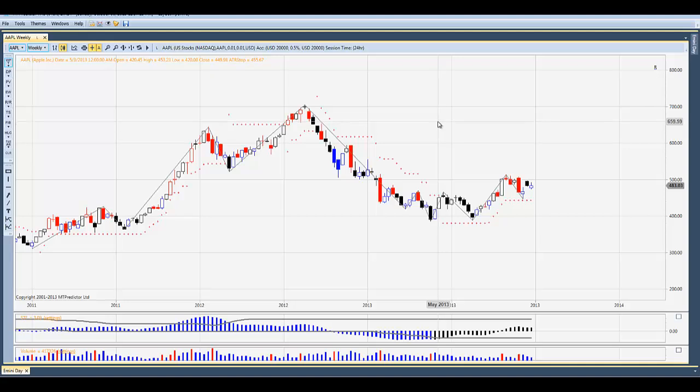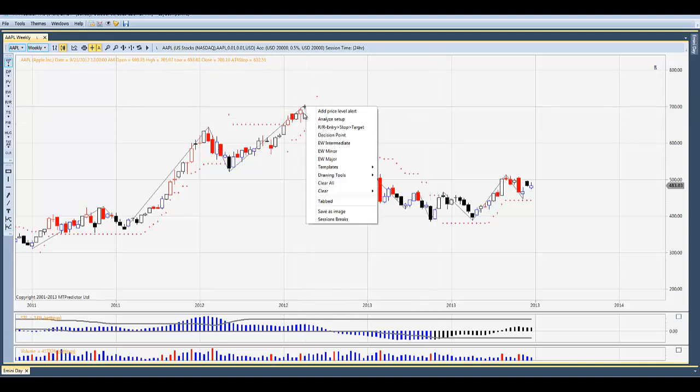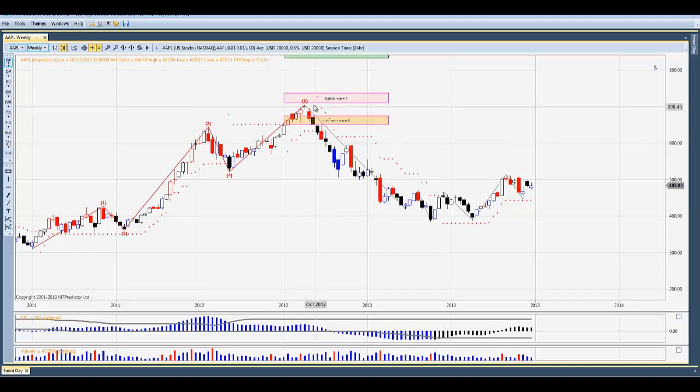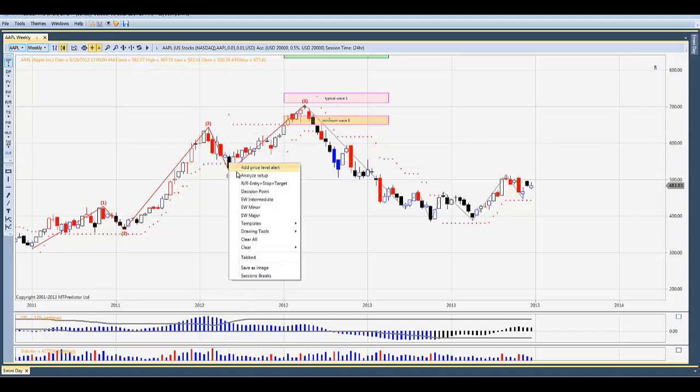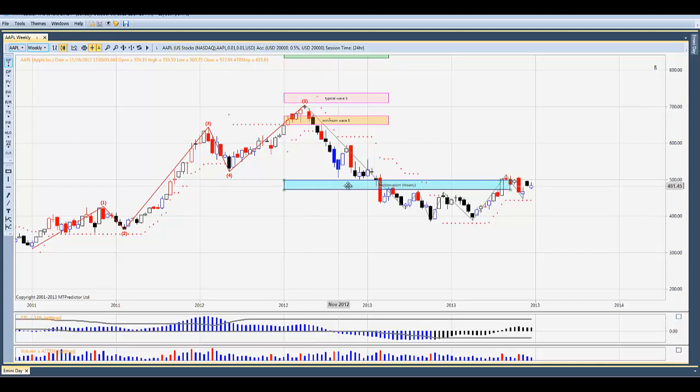Just a couple last things here. This is Apple. I haven't looked at it in a while because it's really still struggling to get above 500. But there was the wave 5 pattern. Again, we anticipate it to correct back to the wave 4 DP. Same pattern. It's struggling in this area. Again, we call it a decision point because Apple needs to make a decision here.